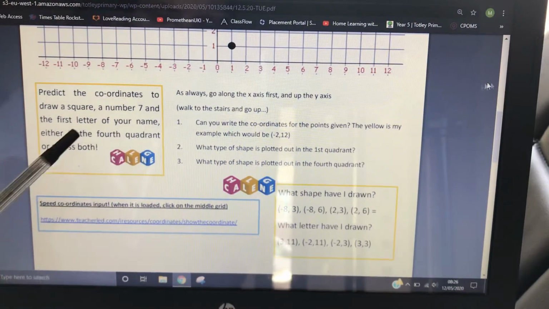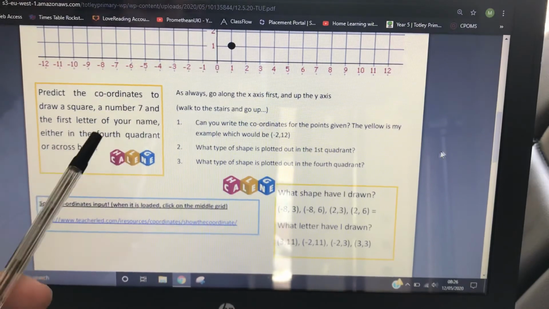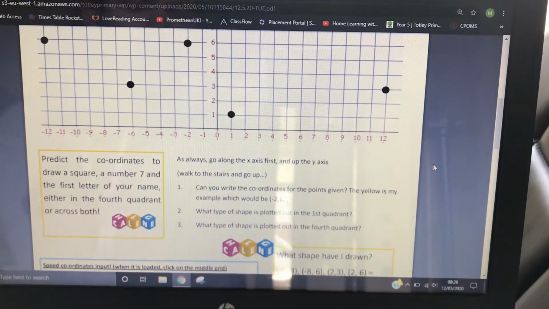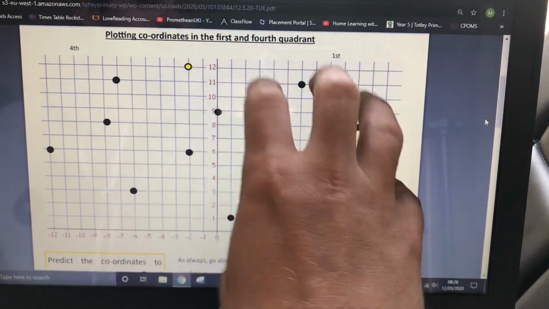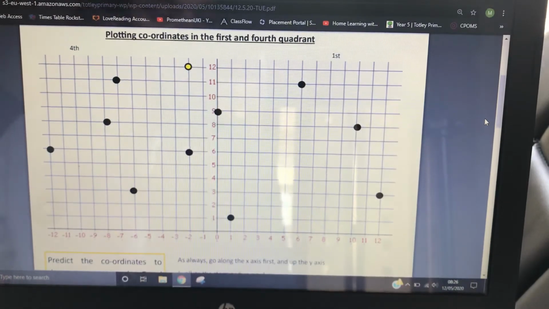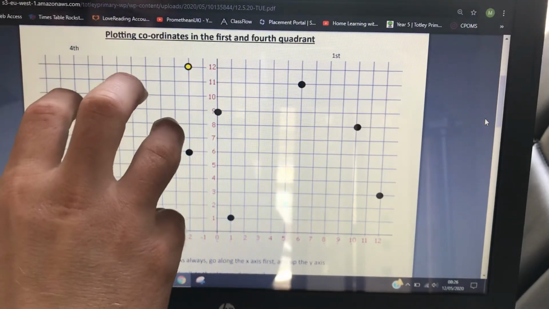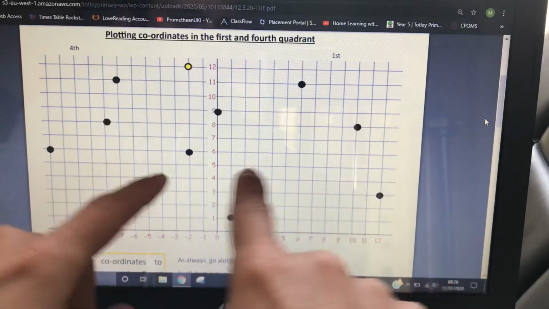And then your challenge is the same as yesterday. So predict the coordinates to draw a square, a number 7, and the first letter of your name, either in the fourth quadrant or in both. So yesterday, you did this in just this quadrant. Today, you can either just do it in the fourth quadrant, or you could try and do it across both.